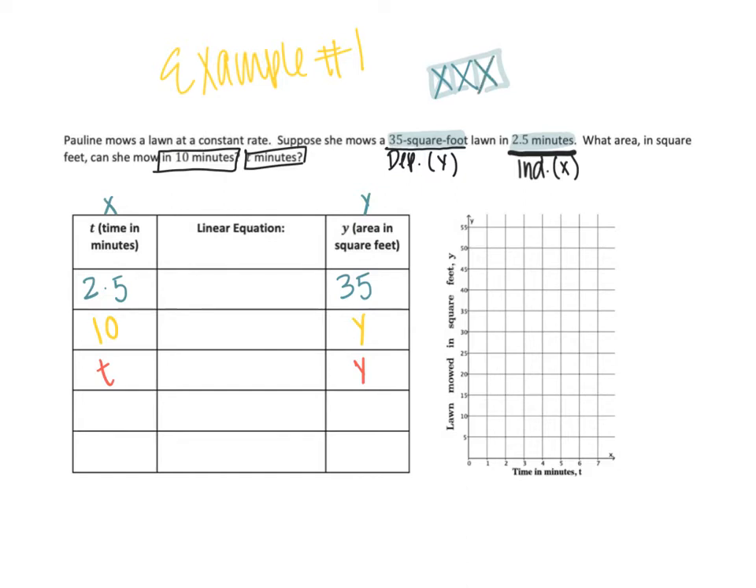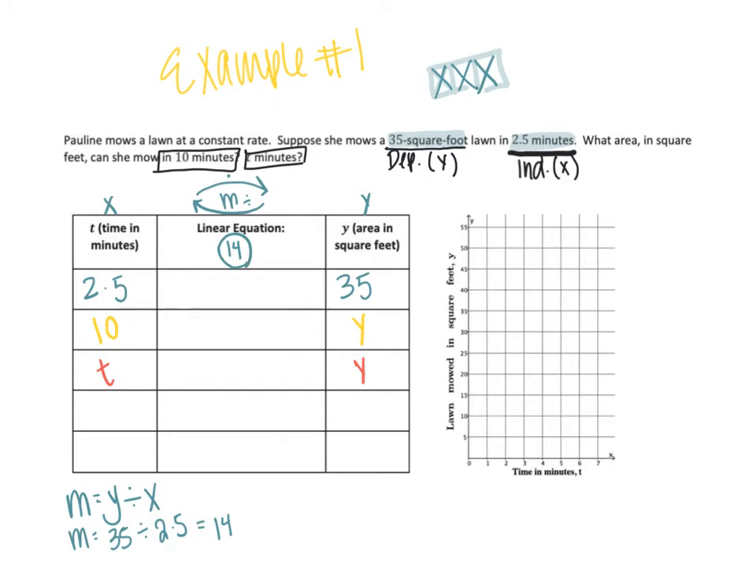So the first thing I want to do is find my constant of proportionality. I want to figure out what's going on right here. To go from x to y, what am I multiplying by? And if I go from y to x, what am I dividing by? So to find that out, we're going to do y divided by x, right? So our constant equals y divided by x. So in this case, it's going to be 35 divided by 2.5. And when I work that out in my calculator, I get 14. So my constant of proportionality is 14.